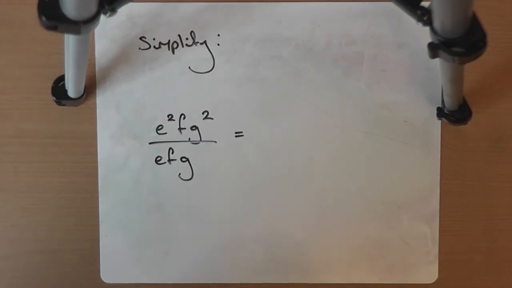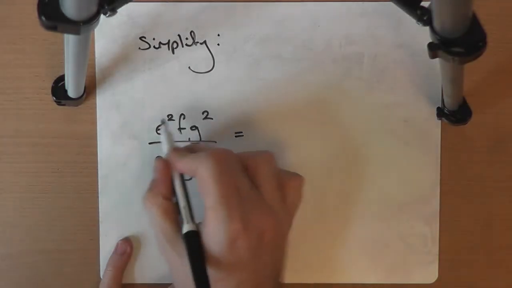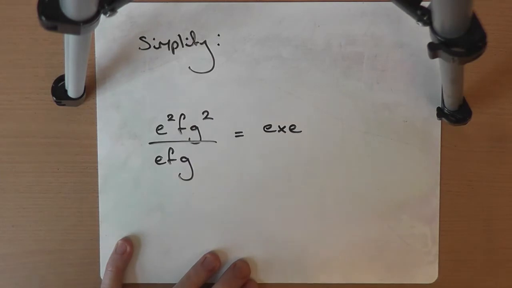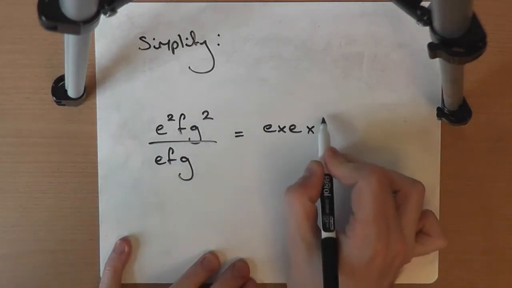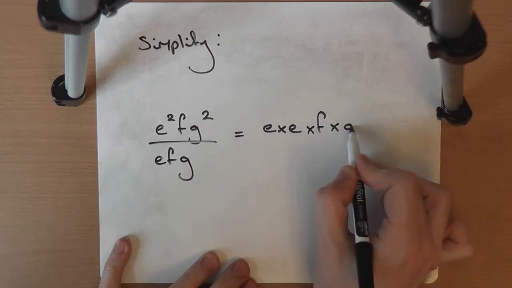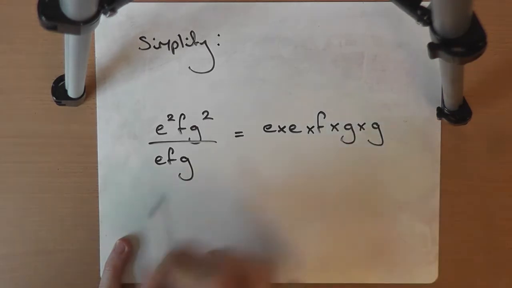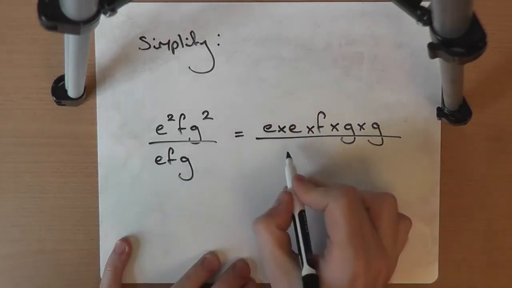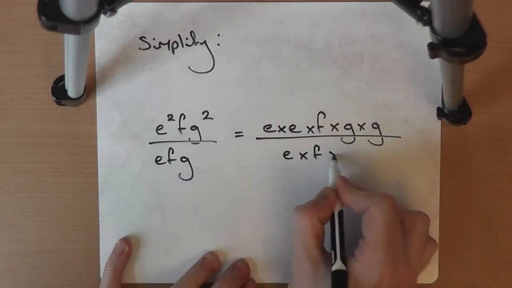Simplify e squared fg squared over efg, which is a mess. Yes, I agree. But we can do this one in exactly the same way. We can break these up into what they actually are. So on the top line, e squared is e times e, where e is a particular number. We don't know what it is. We're never going to know. Doesn't matter. Times that by an f, another number, and then a g and a g. We're breaking this apart on the top line. All of that is being divided by whatever this is on the bottom line, e times f times g.